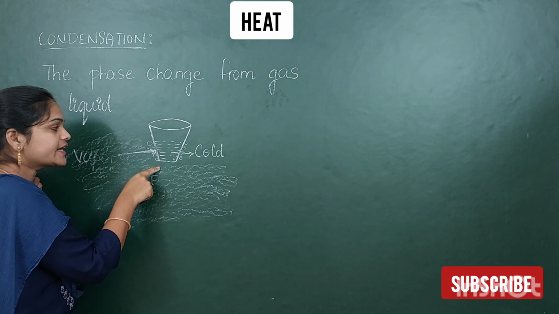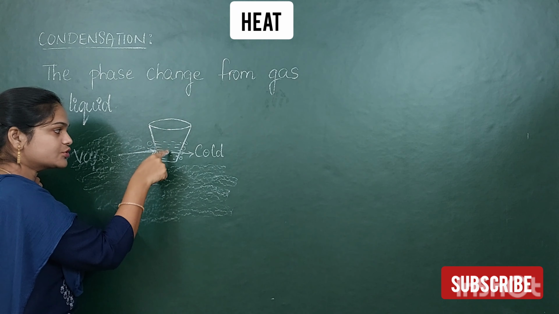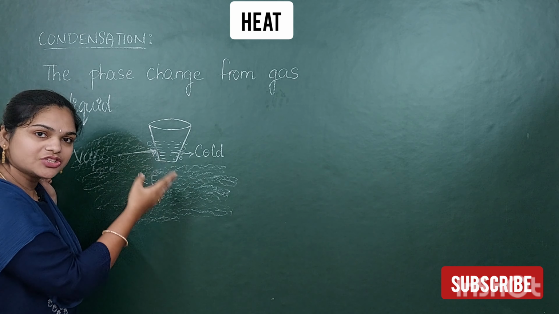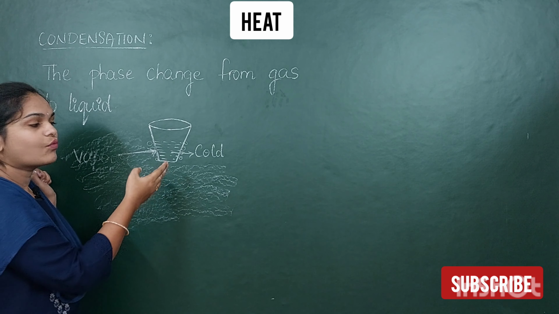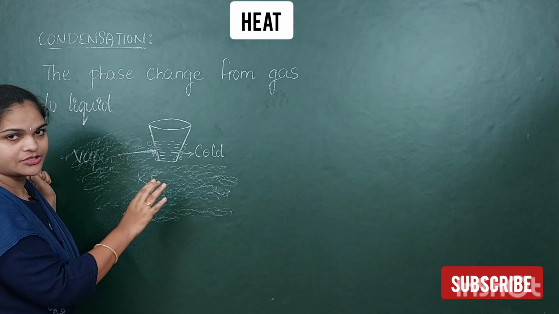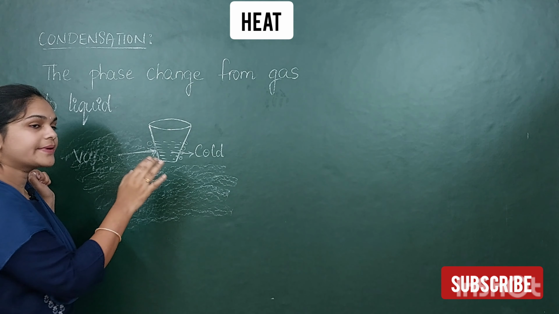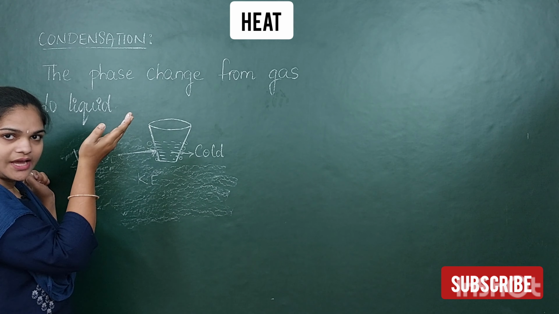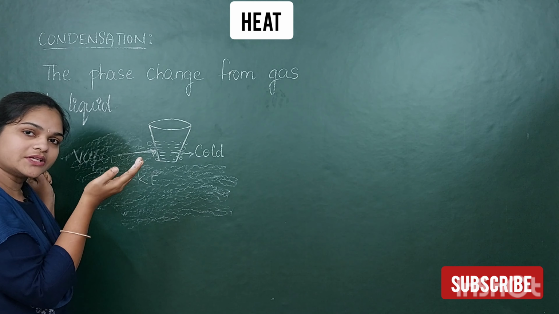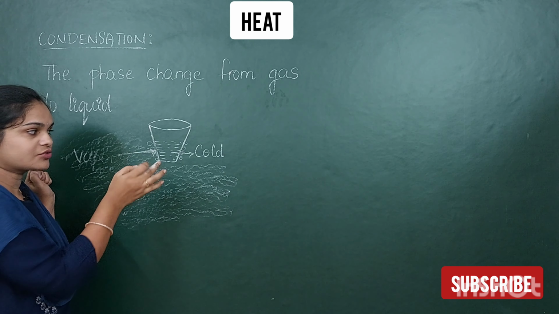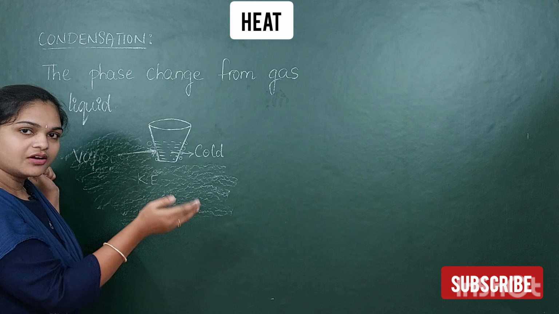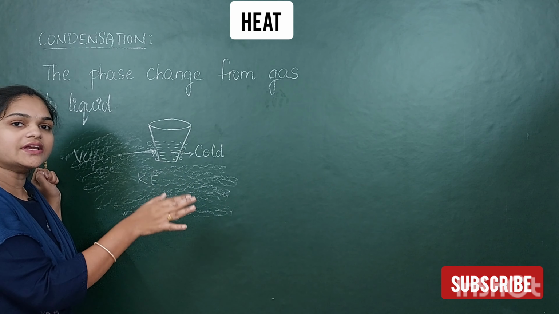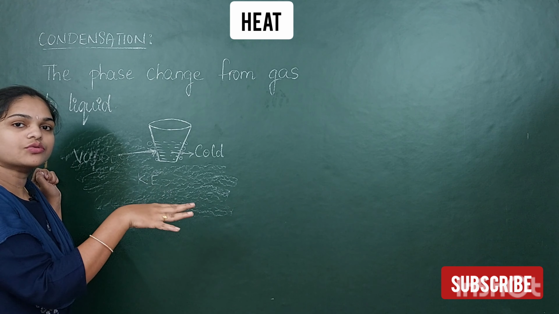And that kinetic energy and temperature will be transferred to the water which is present in the glass tumbler. So what happens? The cold water will have more temperature and more kinetic energy. So when it has more temperature and more kinetic energy, what happens? That cold water will change into normal water or somewhat warm water. So automatically it is going to lose its coldness.